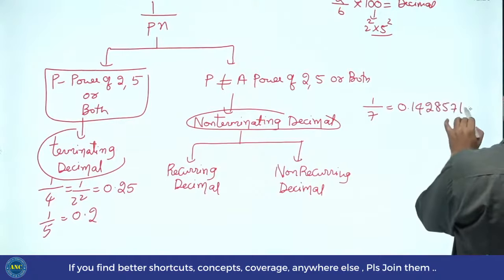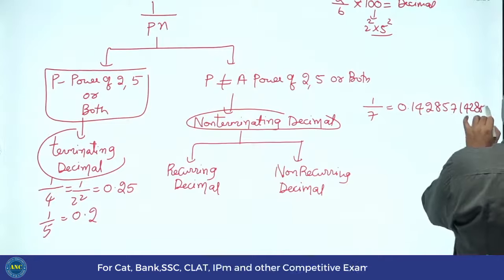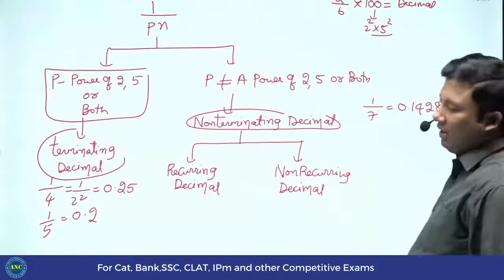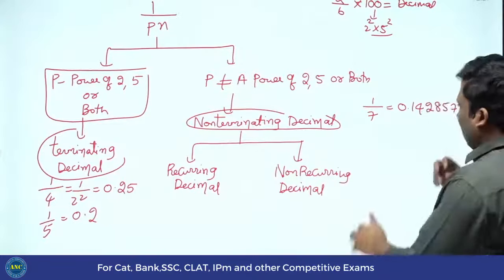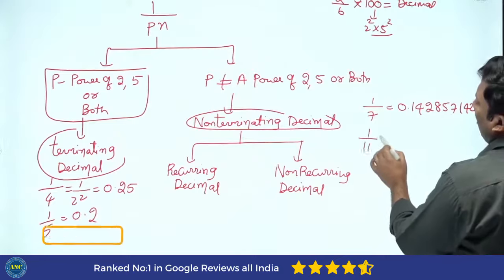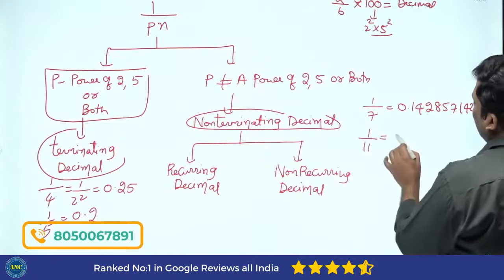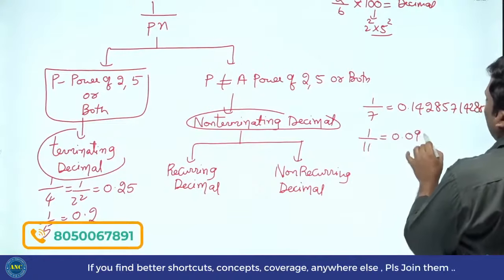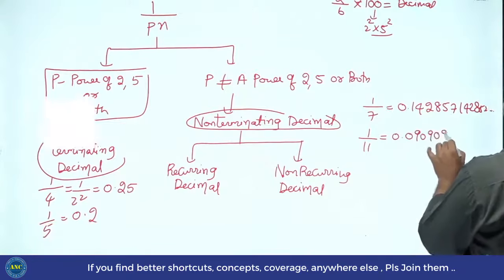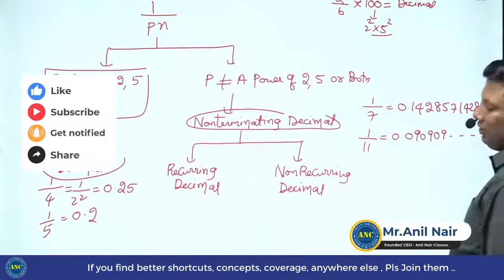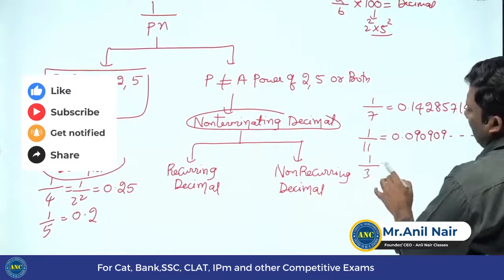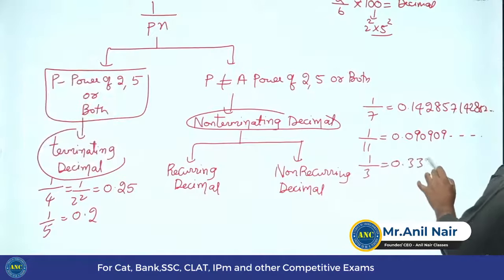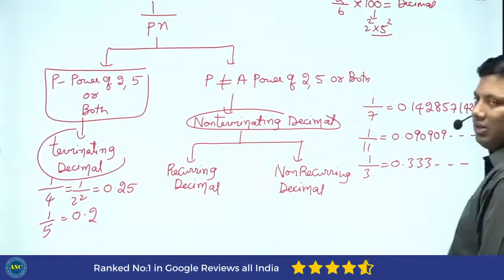Now if you see, 1 by 7 is 0.142857. 142857. It is not ending, it is continuing. So it is a non-terminating decimal. 1 by 11 is 0.09, 0.09. It is continuing. 1 by 3 is 0.33333. 3 is continuing.